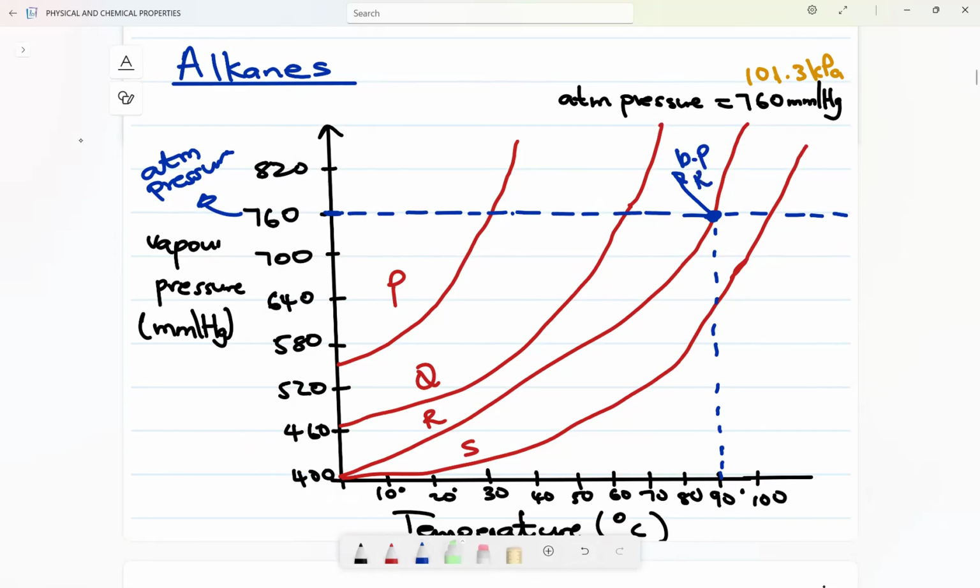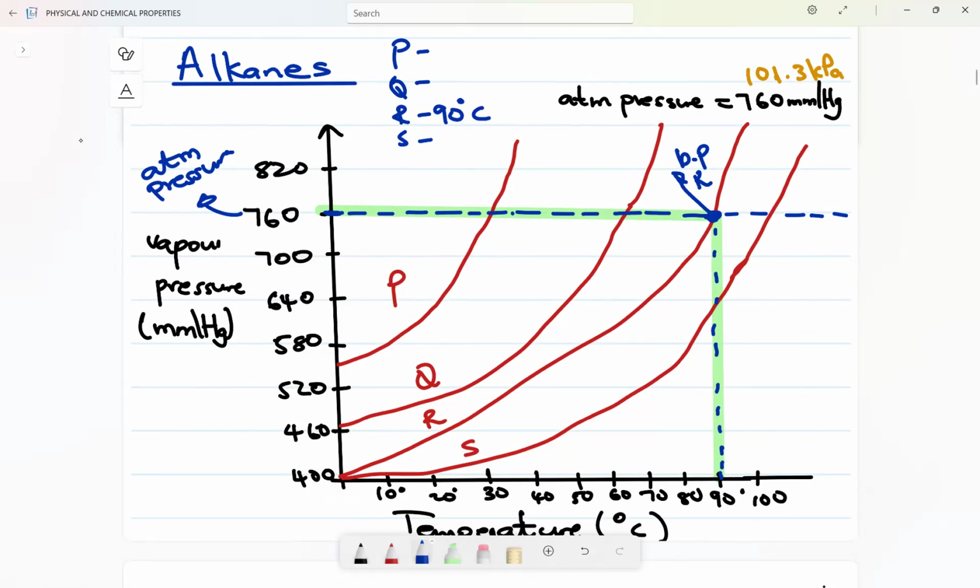Why? Because as per definition, boiling point is the temperature at which the vapor pressure equals the atmospheric pressure. Which one is that one? This one. So where they intersect, it is the boiling point. So it means if I were to say P, Q, R, S, their respective boiling point, I just did for R. R is boiling at 90 degrees Celsius. It is the boiling point.